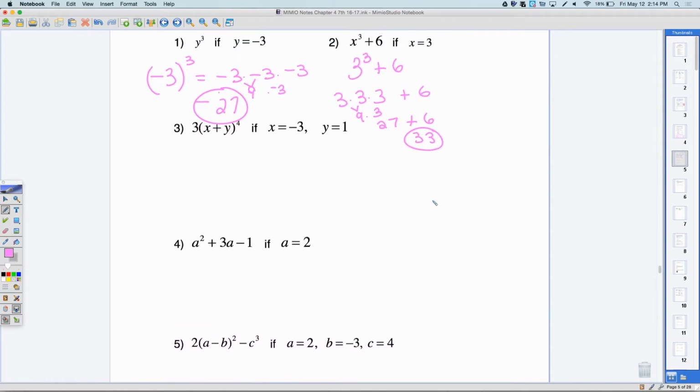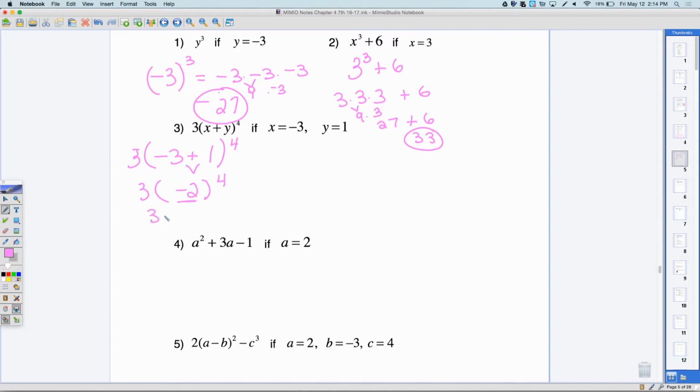Example number 3. Start by substituting in your negative 3 in for your x. So it's 3 times, in parentheses, negative 3 plus 1 for your y to the fourth power. Order of operations says you have to do inside the parentheses first. So it's 3 times negative 3 plus 1. Take the sign of the larger and subtract. So it's negative 2 to the fourth power.